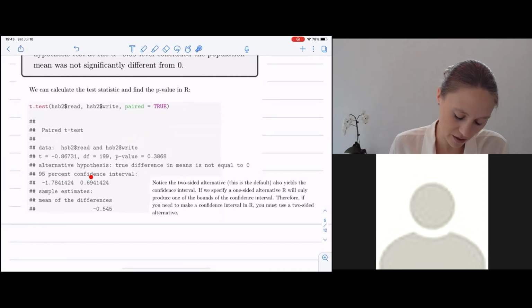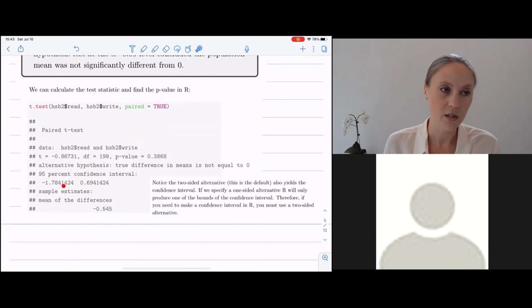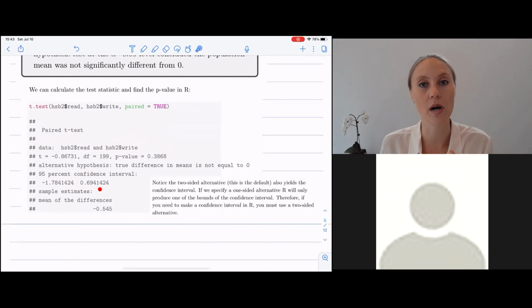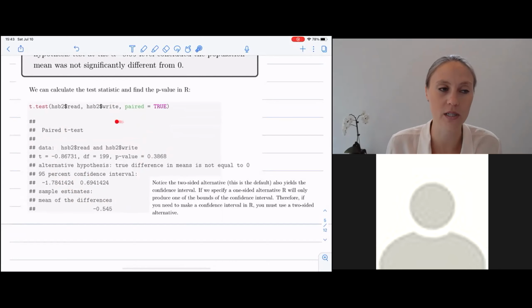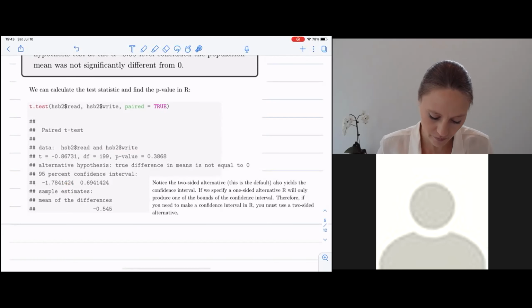Our 95% confidence interval that we found goes from a negative number to a positive number, which means 0 is somewhere in that interval, right? Which is exactly what we expected to see. So even if we're not using software explicitly, you should still be comfortable picking through this information and saying, oh, okay, it just saved me some work of finding the confidence interval.